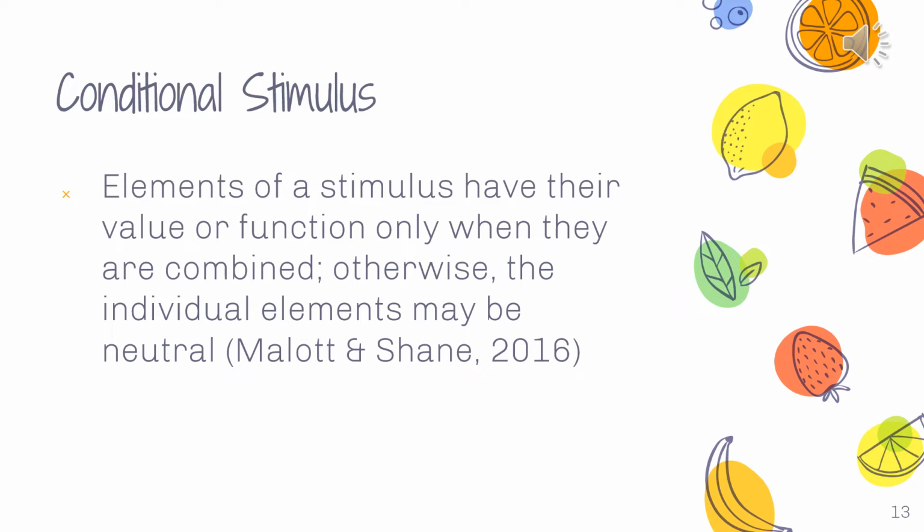A conditional stimulus is defined by Malott and Shane as elements of a stimulus have their value or function only when they are combined. Otherwise, the individual elements may be neutral. In reference to discriminative stimuli, this means that there may be two elements to the stimulus, and if both elements are not present, then it will not function as a discriminative stimulus. Cooper, Heron, and Heward state that the response that will produce reinforcement in the presence of a particular stimulus depends on, or is conditional on, the presence or absence of other stimuli.